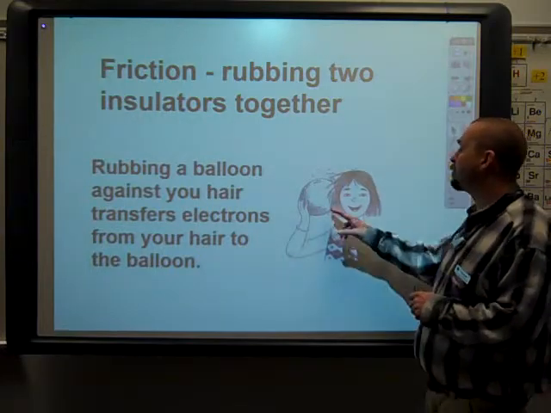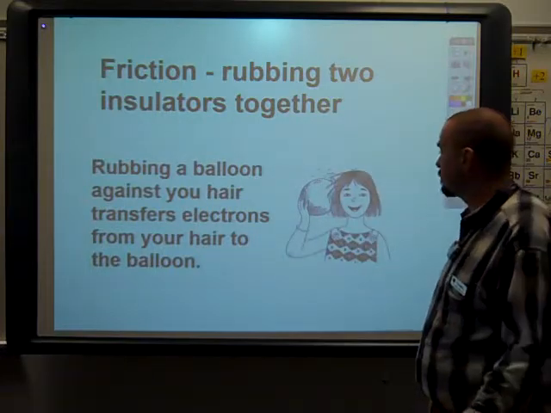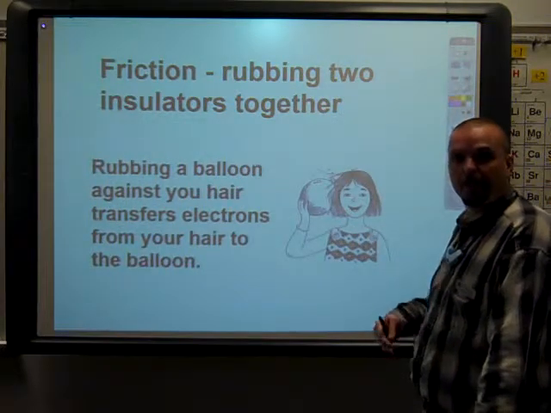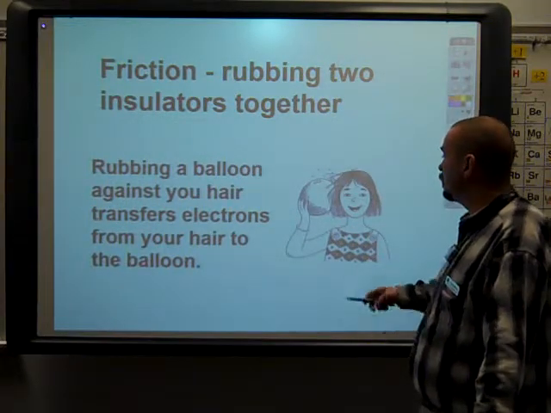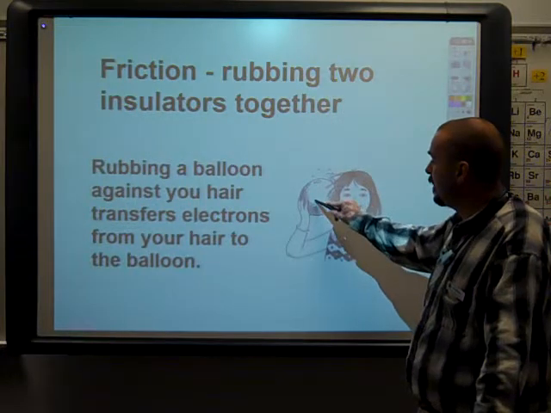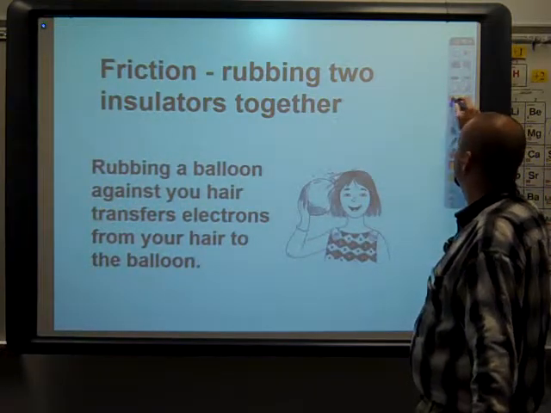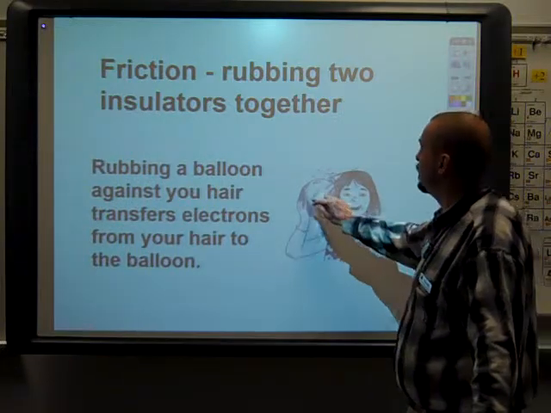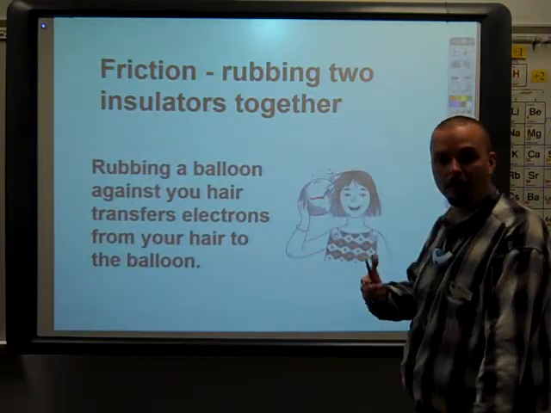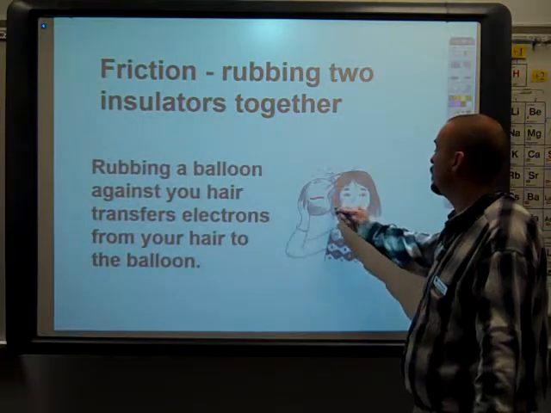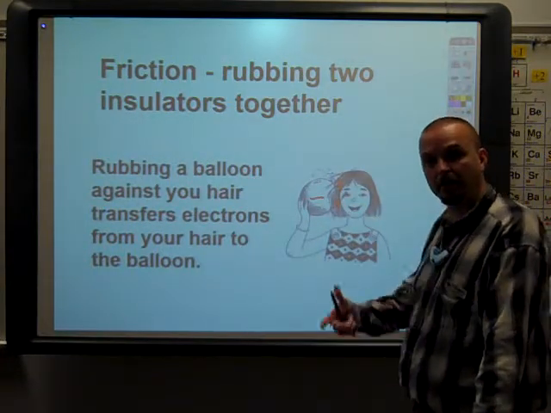And a great example of that is rubbing a balloon in your hair. When you rub a balloon in your hair, the friction between the balloon and the hair literally rubs electrons off of the hair and onto the balloon. When that happens, the balloon becomes negatively charged because of all those electrons that have been rubbed onto it. The hair becomes positively charged because it lost electrons.